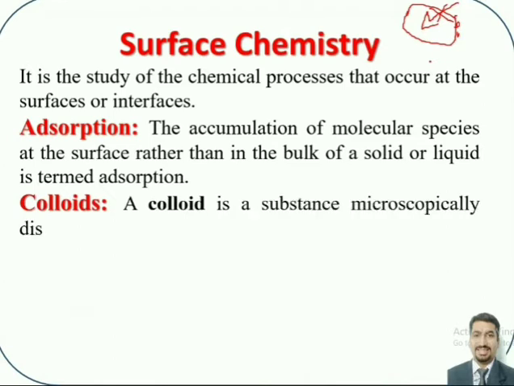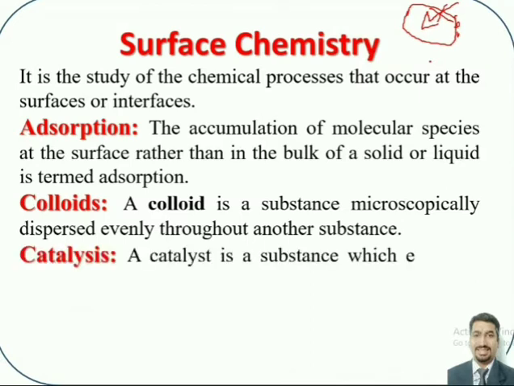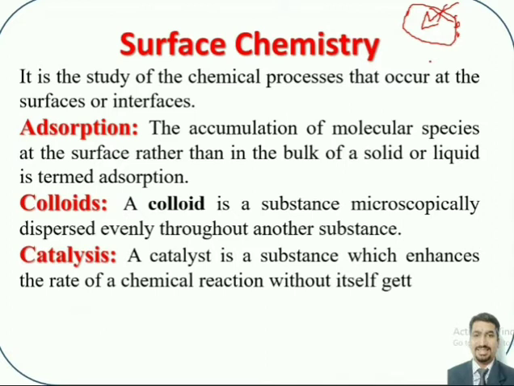What is a colloid? A colloid is a substance microscopically dispersed evenly throughout another substance. Solid in liquid, liquid in solid, whatever it is, we call it a colloid. So what is a catalyst here? A catalyst is a substance which usually enhances the rate of a chemical reaction without getting involved in the reaction. It is not involved in the reaction. It just accelerates the rate of reaction.